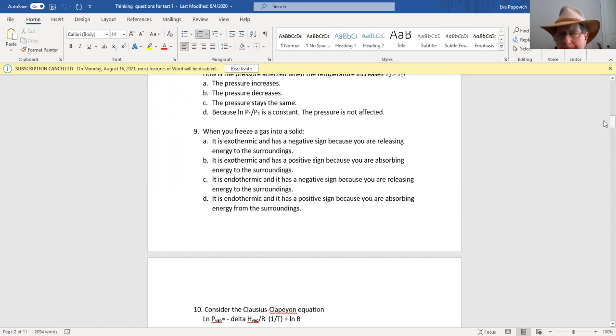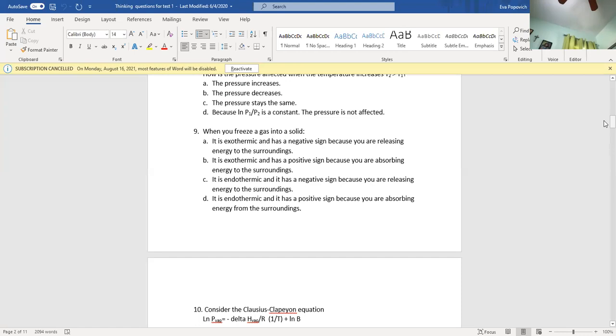Jennifer. Yes. What do you know about signs in exothermic and endothermic? I know that exothermic has to be a negative sign and endothermic has to be positive. So which 2 are you eliminating right away? Definitely B and C. B and C are gone. Okay, now you have to ask yourself the question, does a gas have more energy or does a solid? Gas has more energy. You're turning the gas into the solid. So would it be A, exothermic, negative sign?